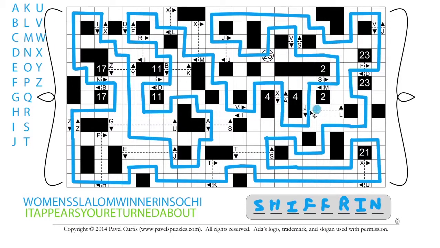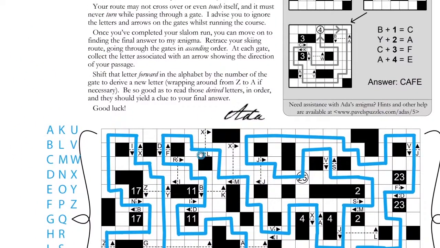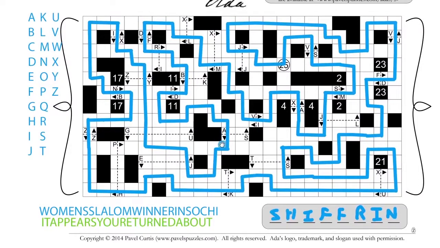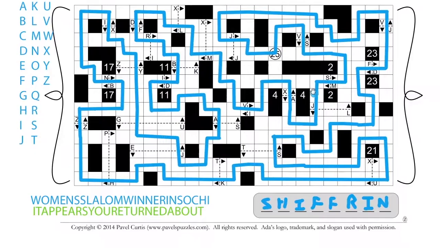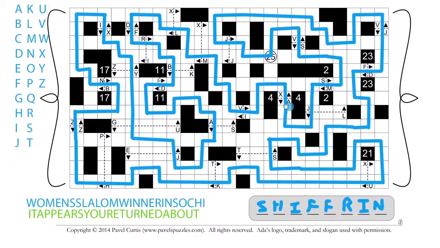If you did just solve it normally and then accidentally went the wrong direction... Oh, no, you couldn't accidentally go the wrong direction, right? I mean, what does it say? Once you complete this slalom run, you can move on to finding the final answer to an enigma. Retrace your scheme, which goes through the case in ascending order. Like, going backwards would be silly. Why would you ever do that? But cool. Okay, so I found one.